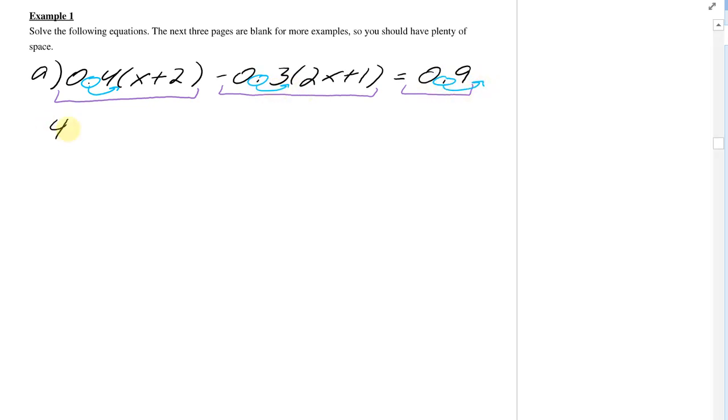So I can rewrite this problem now as 4 times x plus 2 minus 3 times 2x plus 1 equals 9. And so from here now you should be able to just distribute and finish it. So I'll go ahead and just show you what the solution here looks like.